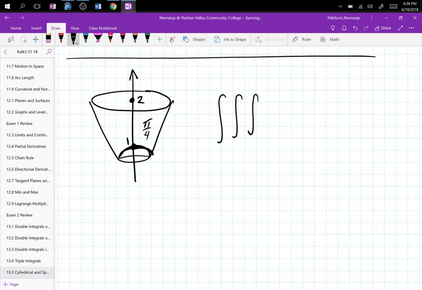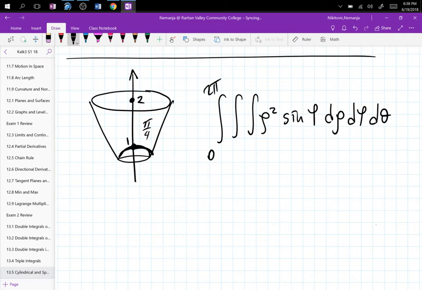Now, we have the standard string, rho squared, sine phi, d rho, d phi, d theta. Theta is the first one that is easy to see. Is it round all the way? It is, 0 to 2 pi. Now, we have the angle at pi over 4, so 0 to pi over 4. If we want to take the integral of a cone with a slice cut out of it, you just change the limits.